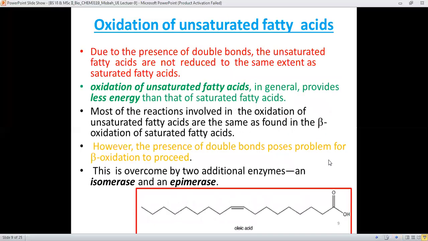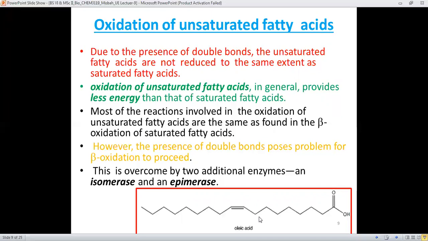Next is the oxidation of unsaturated fatty acids. Up till now, we have discussed the oxidation of fatty acids which contain an even number of carbons and which contain an odd number of carbons. And what about the oxidation of the fatty acids which contain some unsaturation in the form of a double bond, like the double bond in oleic acid?